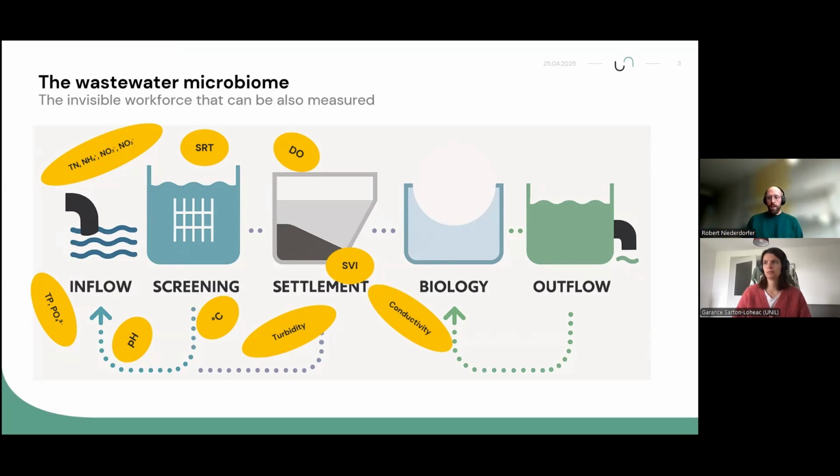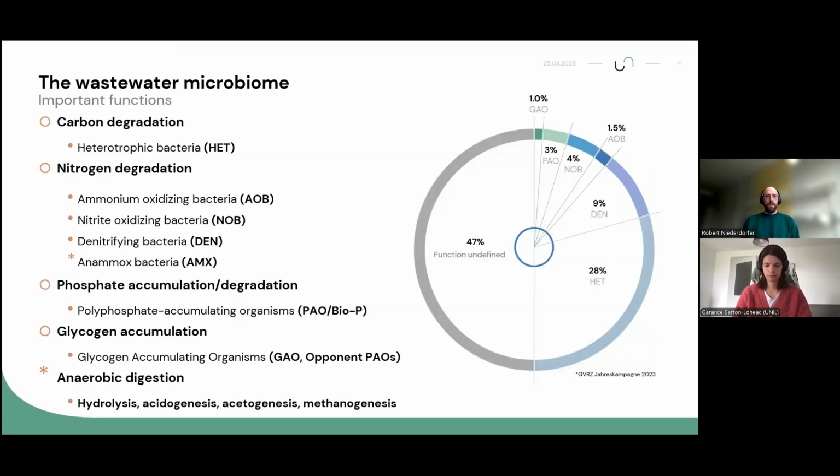However, we are able also to measure the bacteria and the biology. And these bacteria fulfill a very, very important role within this biology, because what they do is they clean it. So the important functions in a wastewater microbiome are, for example, the carbon degradation, which is done by heterotrophic bacteria, the nitrogen degradation done by ammonium oxidizing bacteria, nitrite oxidizing bacteria, denitrifying bacteria, and for special regions, Anammox bacteria.